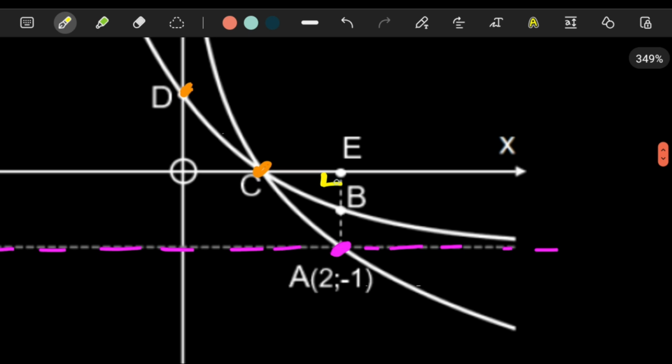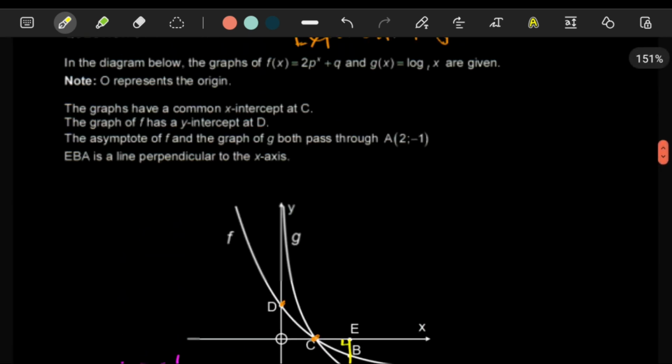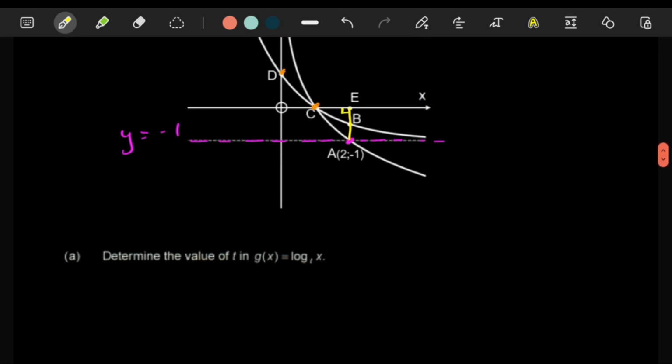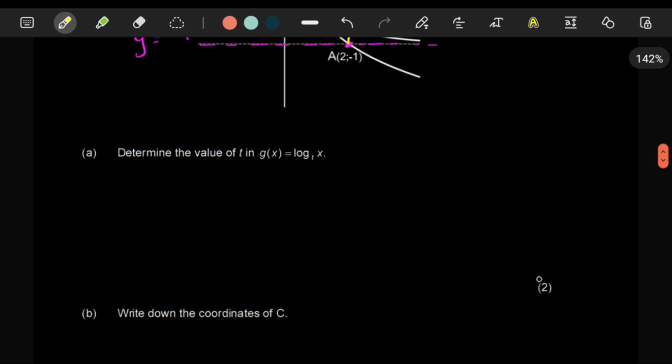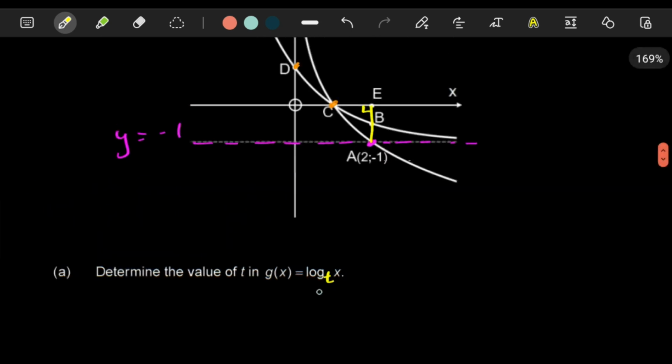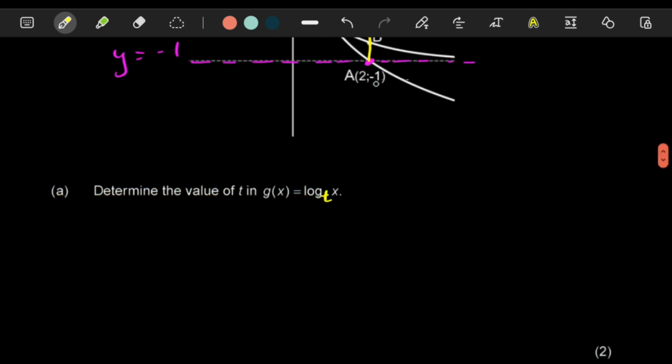So this is perpendicular to the line EBA. And then what else do they say here? That's everything given. Okay, so it looks like an okay question. Let's see. For 2 marks, determine the value of t here. So this should be easy, because you have a coordinate that the graph of g passes through. The x value is 2. The y value is -1. So this is how you can easily work out a value for t.